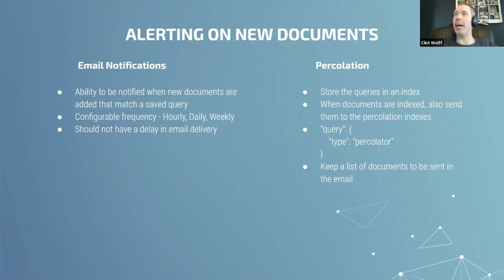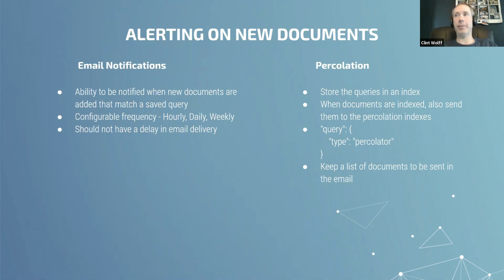So challenge number 5, alerting on new documents. We want email notifications sent out as documents come in that match a saved query, is the gist of it, right? And we want users to be able to configure the frequency that they want these email notifications sent to them. So do they want them sent hourly, daily, weekly? If it's hourly, it's going to be hourly. If it's daily, they can configure the time of day that they want them to be sent. What we've seen in other products is it's very common for users to configure daily at 8 a.m.